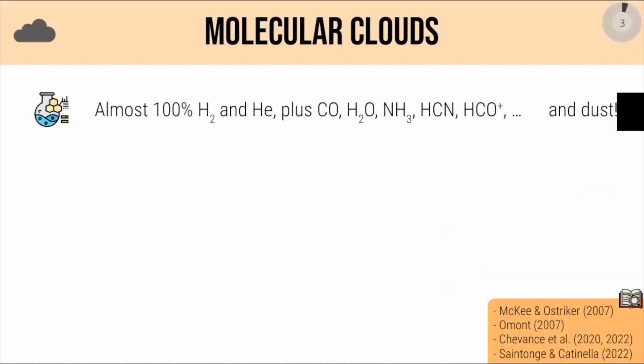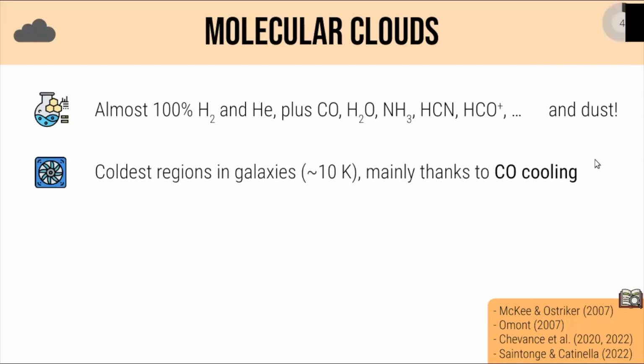Molecular gas in galaxies is made almost entirely of molecular hydrogen, and helium too, which doesn't like to be in molecules. The most abundant and studied molecules are carbon monoxide or CO, then water, ammonia, and plenty more. And last but not least, there is also always dust mixed with the molecular gas. We know that it's pretty cold, thanks to the cooling of the CO lines especially.